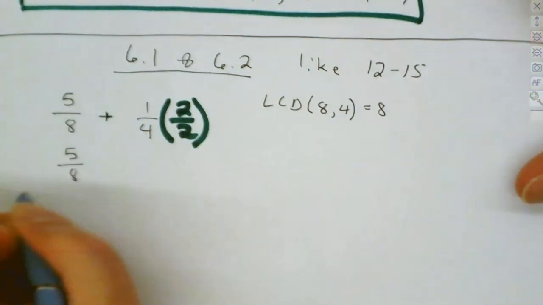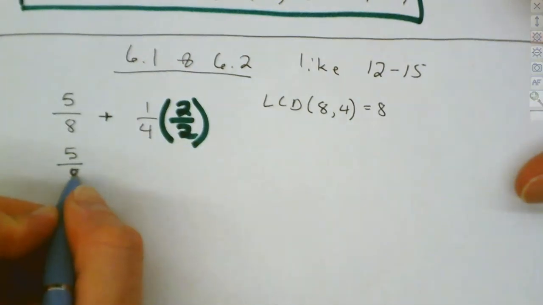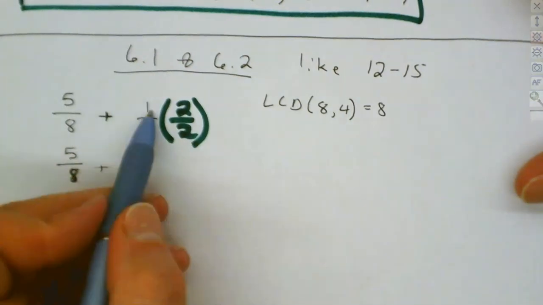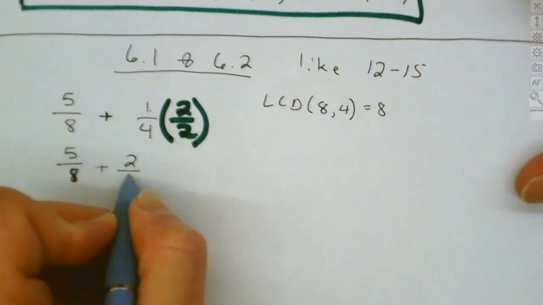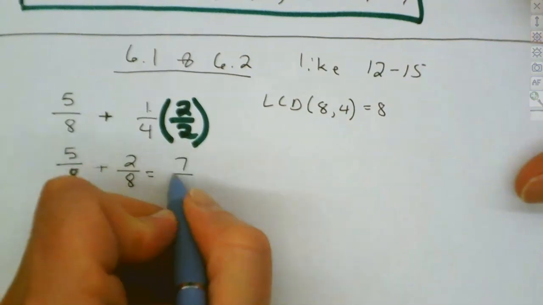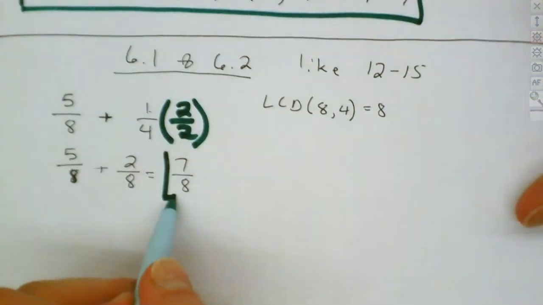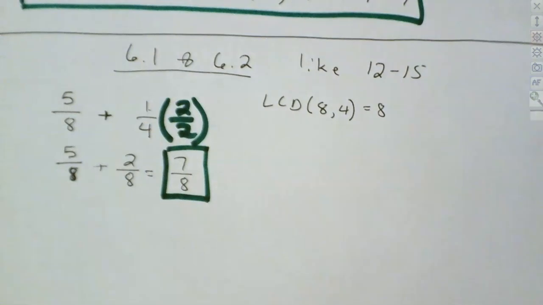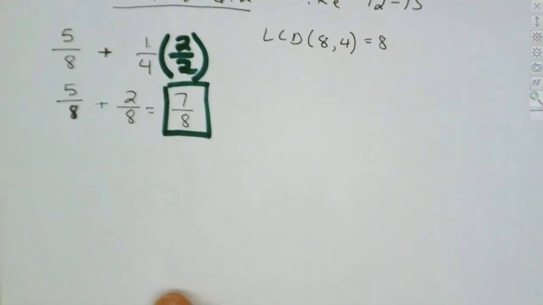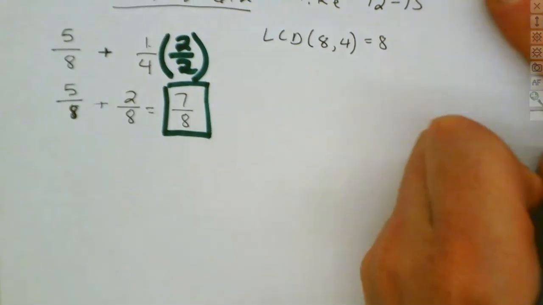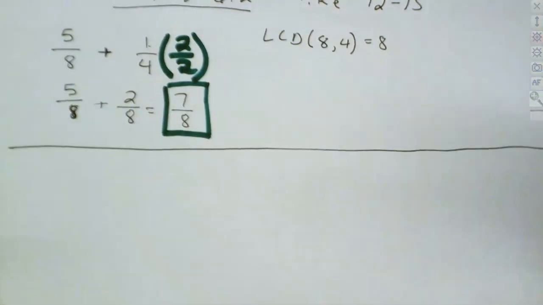So now we have 5/8 plus 1 times 2 is 2, 2/8. Add those together, and what do we get? 7/8. Remember how you would add those fractions. So whenever you add or subtract fractions, you have to get a common denominator. We're going to start off with some simpler ones, and then we'll progress into some more complicated ones.